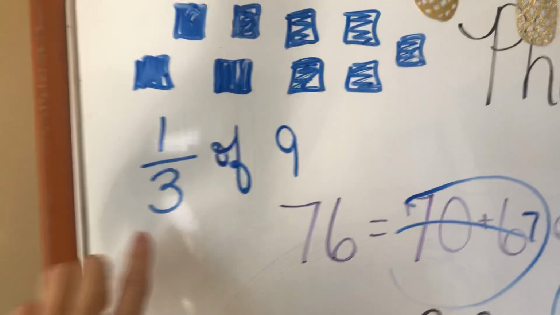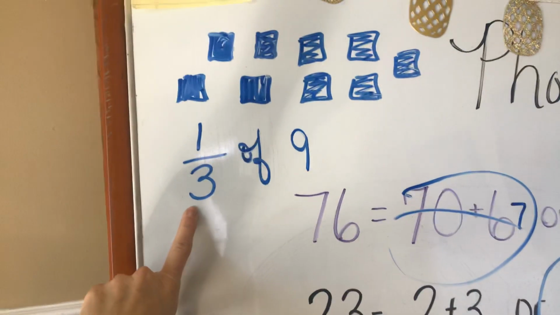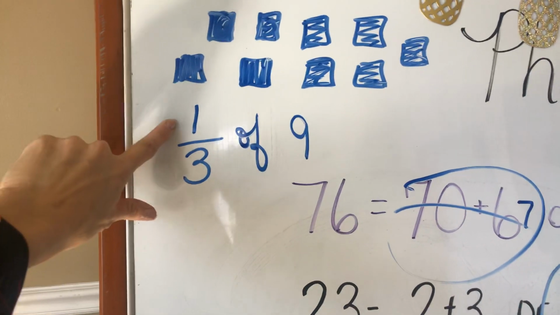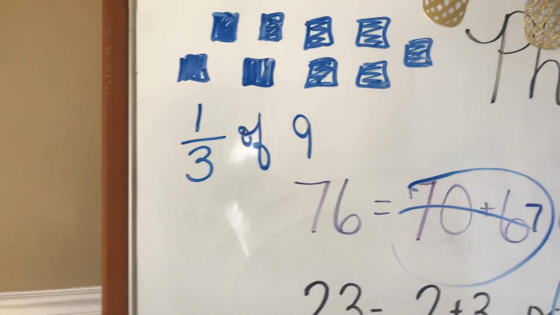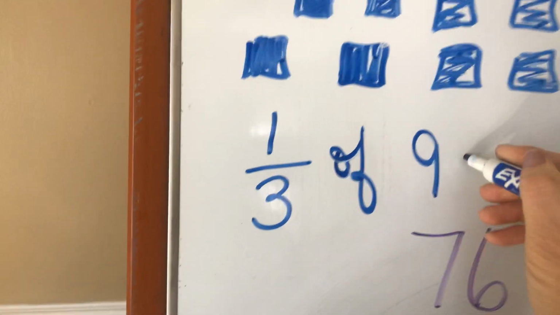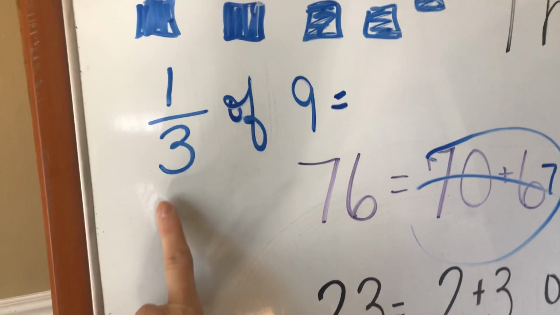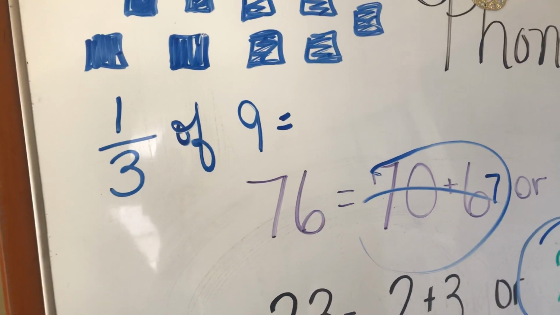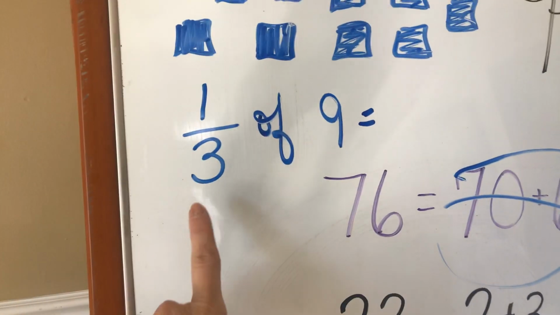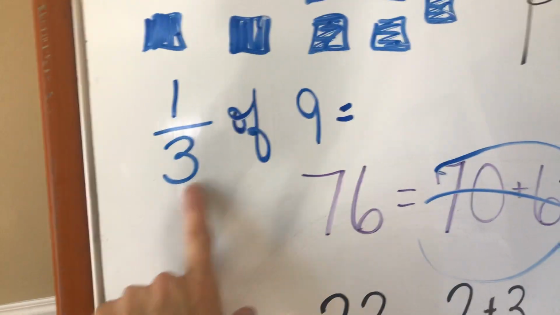Remember, there's going to be 3 groups, but they want us to know how many are in the group. What can I do to figure out how many are in each group? I can count by threes. So you get the 9.